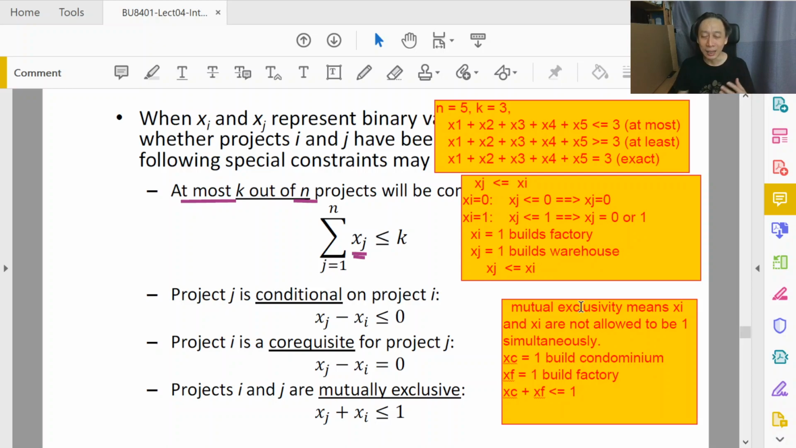If XC and XF, either one is one, which will mean that we build condominium, don't build factory, that's okay, or we don't build condominium, build factory, which is okay. Is it okay if we don't do either one? We don't build condominium, don't build factory. In this case, the answer is yes.